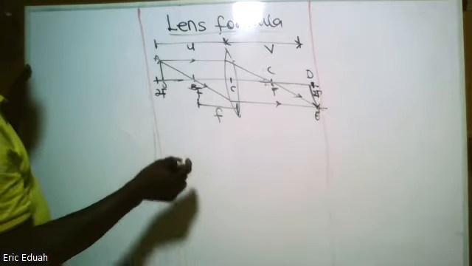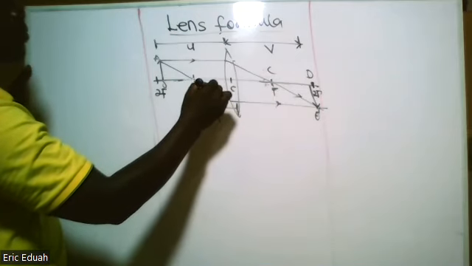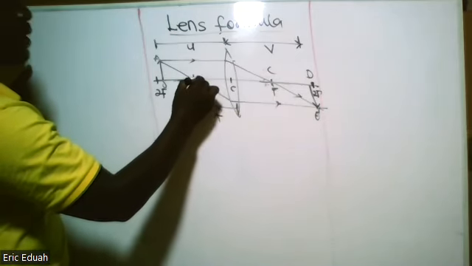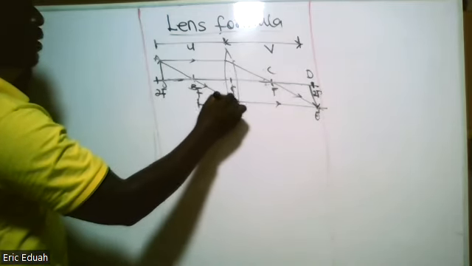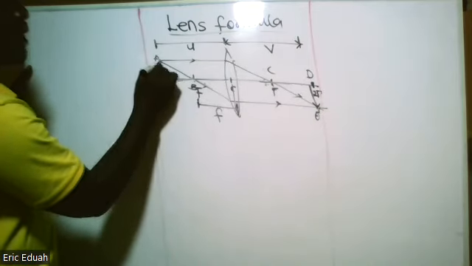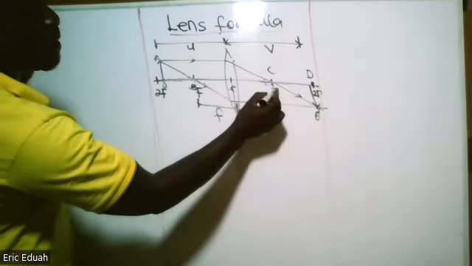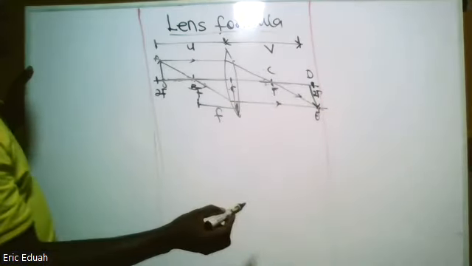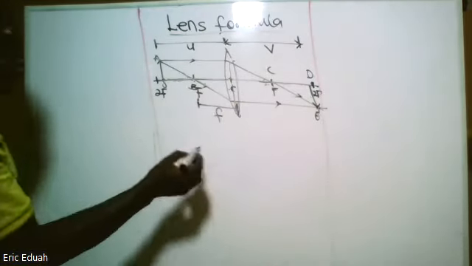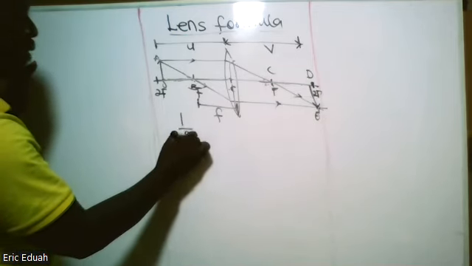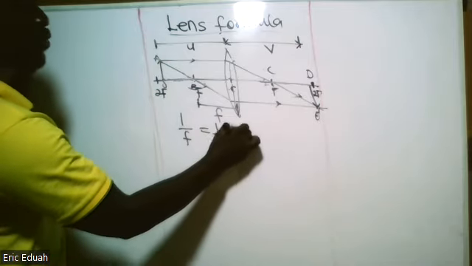Okay, so we have this triangle here, and this triangle over here, equivalent to this one. So this and this are equivalent. This one and this one are equivalent. Then another triangle over here is also equivalent. And when we consider that, we can use that to prove the formula 1 on F is equal to 1 on U plus 1 on V.